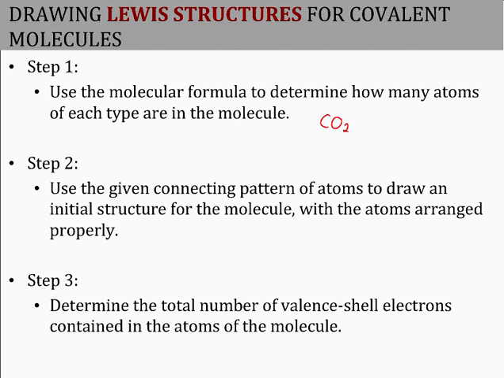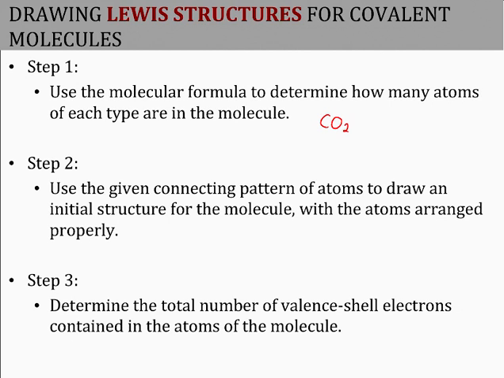In the next step, we're going to use the given connecting pattern of atoms to draw an initial structure for the molecule. So usually what we'll do in this step is identify the atom that can make the most bonds, and that will go in the middle.